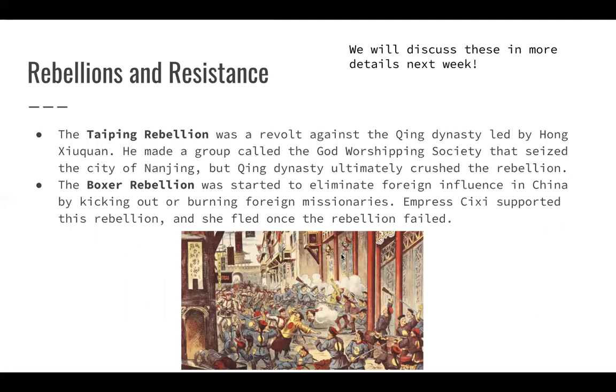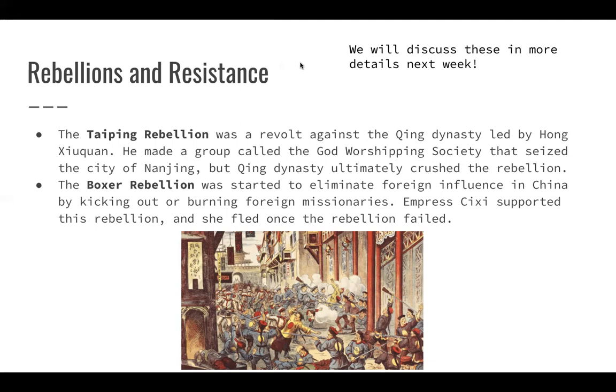A few other examples of conflicts within the empire is the Taiping Rebellion, which was a revolt against the Qing Dynasty. It was led by this person right here. He made a group called the God Worshipping Society that seized the city of Nanjing. But the Qing Dynasty ultimately crushed the rebellion, and it led to millions of casualties.